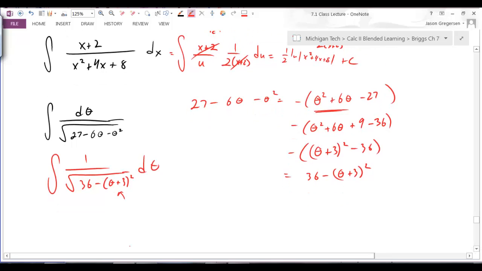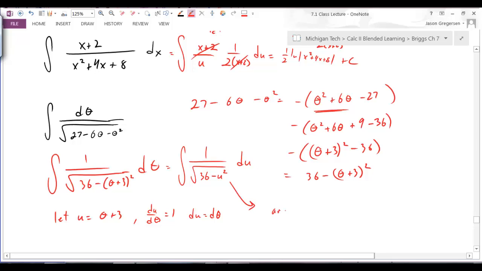This still looks a little confusing, so I'll get rid of the confusing piece. I will let u equal theta plus 3. If I do that substitution, then the derivative with respect to theta is just 1. Therefore du is just the same thing as d theta. So when I plug this in, I just get 1 over the square root of 36 minus u squared du. And that's one of those they expect me to recognize. They expect me to see that that's just the arc sine of u over, if this is supposed to be a squared, this is over a, so this is 6. And lastly, I replace my u by what it's equal to. It was equal to theta plus 3, plus constant.